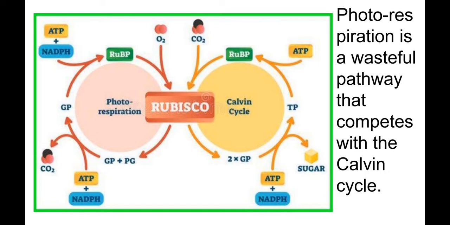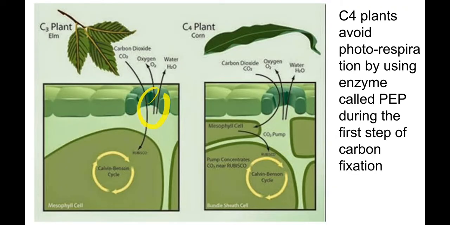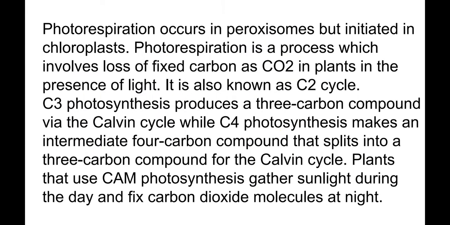So it is not converting CO2 to glucose. It is actually breaking down the glucose to CO2 and water. So again, it is a waste product, it is a wasteful pathway. It competes with the Calvin cycle if the stomata are closed, and stomata are automatically closed in C3 plants if it is a dry and very hot day. Okay, photorespiration occurs in peroxisomes. It is another organelle, so it is not in the chloroplast, but it is initiated in the chloroplast.